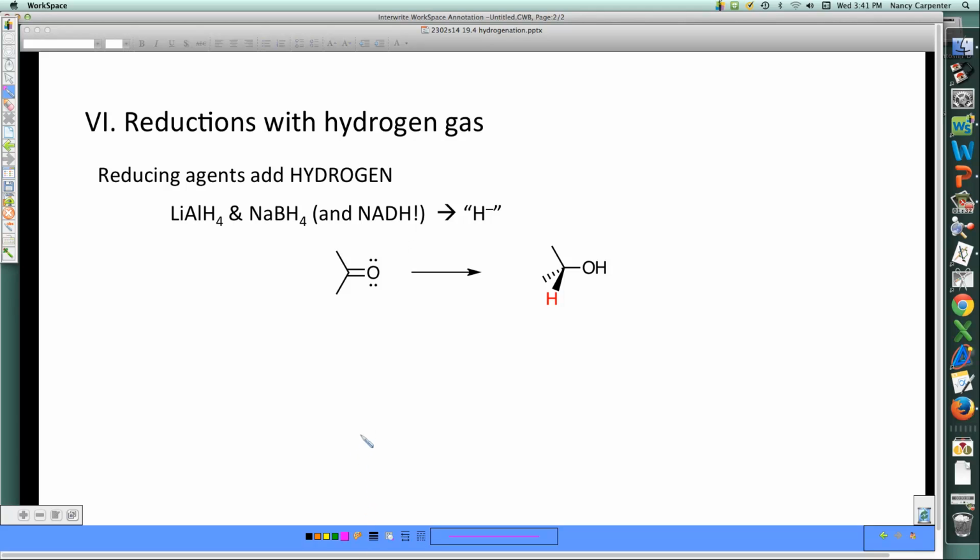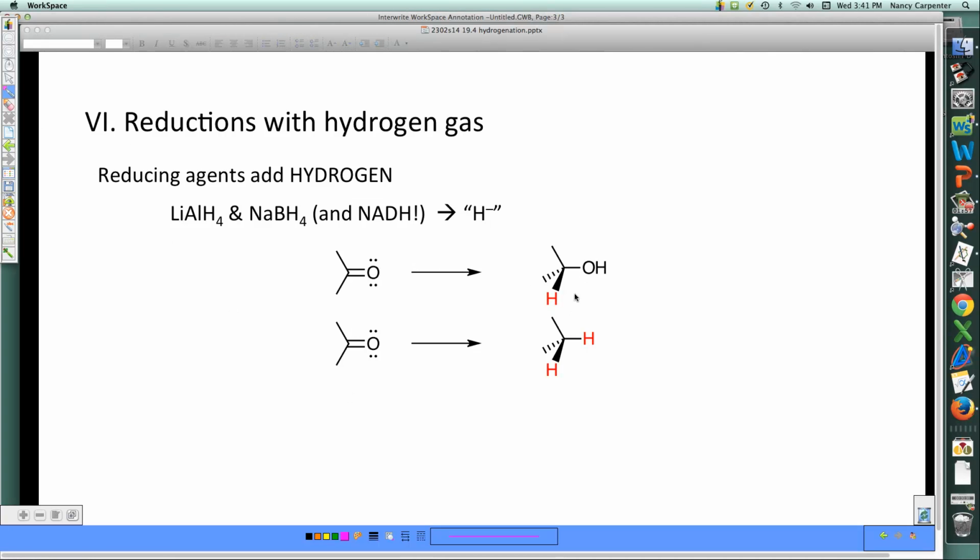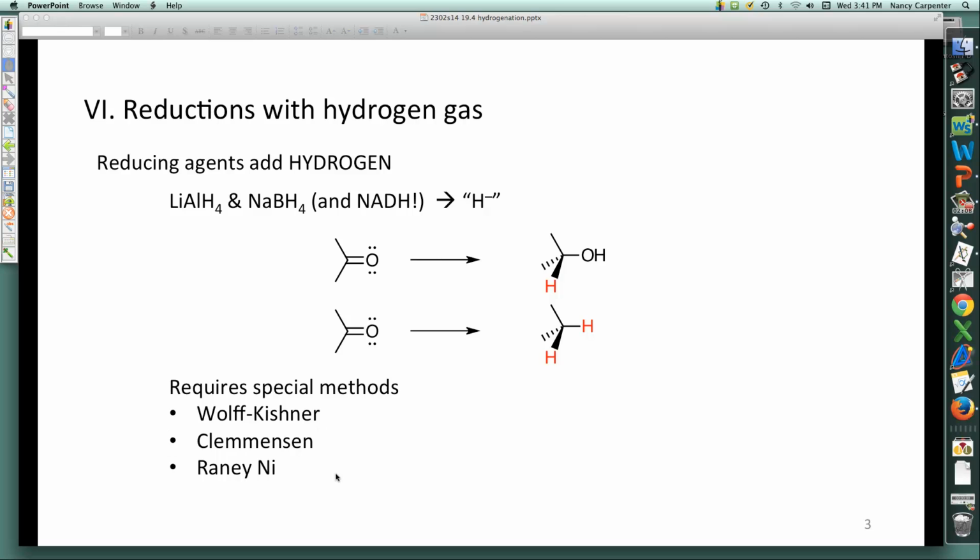So these all amount to H-, and we sure know by now that aldehydes and ketones are electrophiles, and so this is the expected electron movement that we see. Addition of that H right there gives us the alcohol, but that hydride reducing agent isn't going to work to go from here to here, because I sure can't add H- and kick out OH- to get here. So that's where we had to learn about the Wolff-Kishner, the Clemmensen, and the use of Raney nickel.